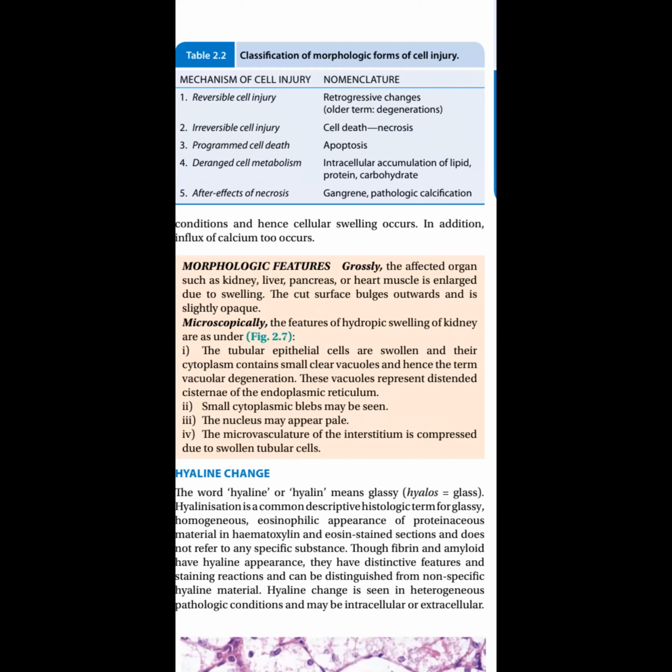Example, necrosis. The third is programmed cell death. Apoptosis means what happened? Too much of generation. The cells are generating too fast over there. So what happened? The ones who are there already, they die. That is apoptosis.